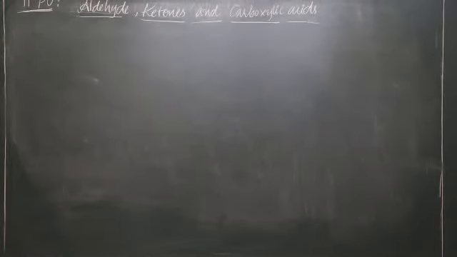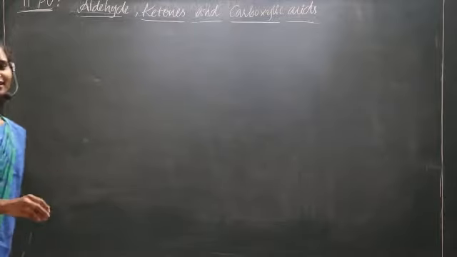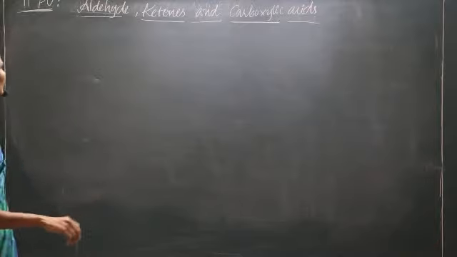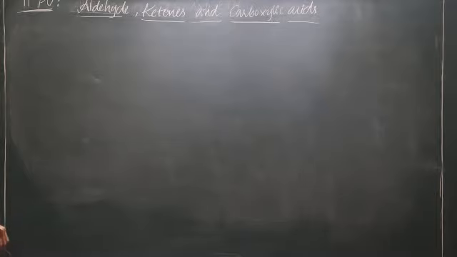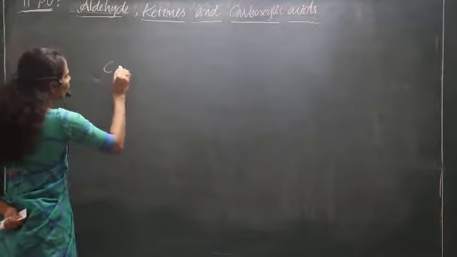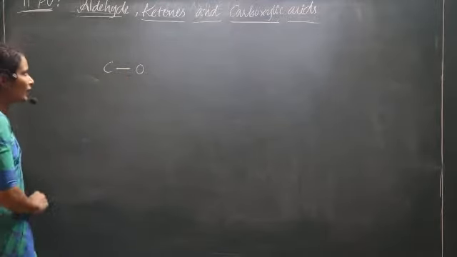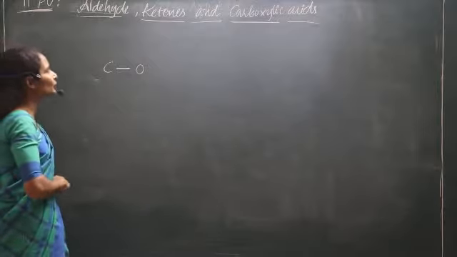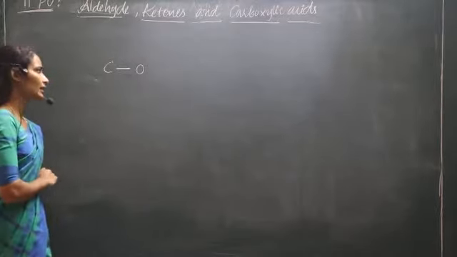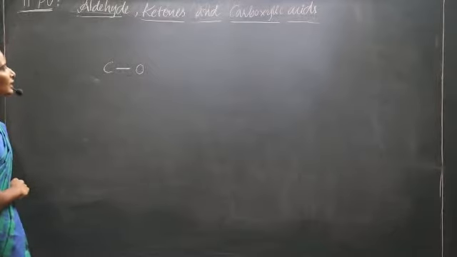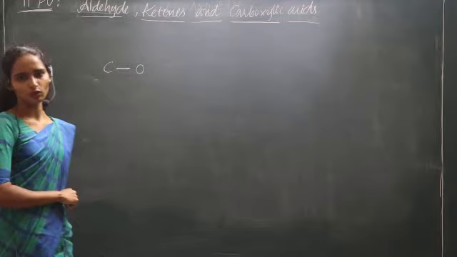Hello everyone. Let us move to the next lesson, that is aldehydes, ketones and carboxylic acids. In the previous lesson we learned about compounds containing a carbon oxygen single bond. In this lesson, we are going to discuss compounds containing a carbon oxygen double bond, right?